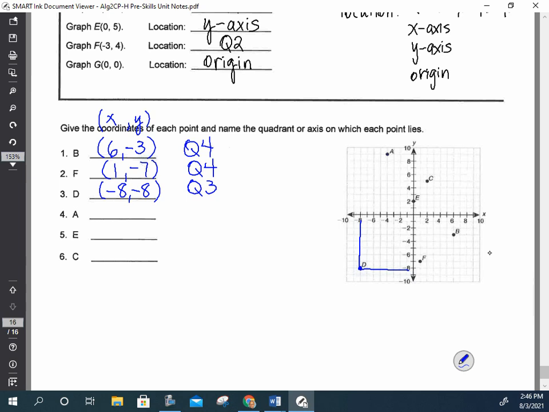Point A. We can clearly see that it is in quadrant number 2. If you want to identify that and get it out of the way, that's fine. On the x-axis, that's -4. On the y-axis, that's 9. So (-4, 9).